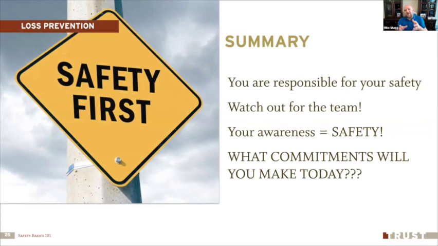So really, remember that we are responsible for our own safety. Remember, you're the safety director of your world, right? But we watch out for each other as the team. We watch out for everybody else because your awareness is going to equal safety 100% of the time. If we're aware of what's going on around us, then we're going to be safe. Okay? Take it back to basics and make commitments on what you are going to do today. Are we going to do it right every single time? Are you going to review your plans? Okay, what are you going to do today to make 2024 a safe year for you?